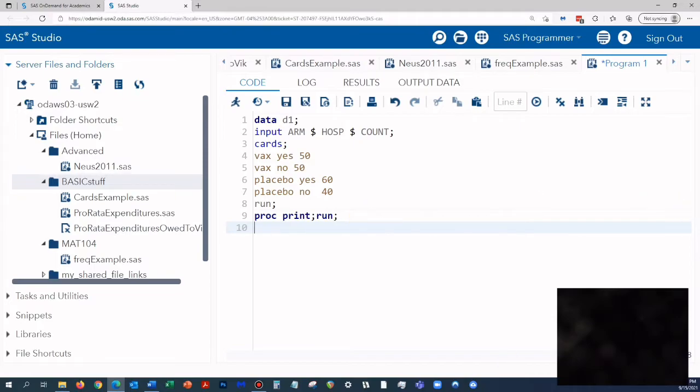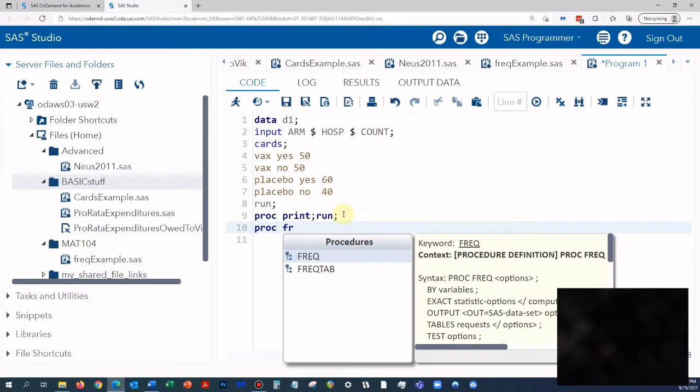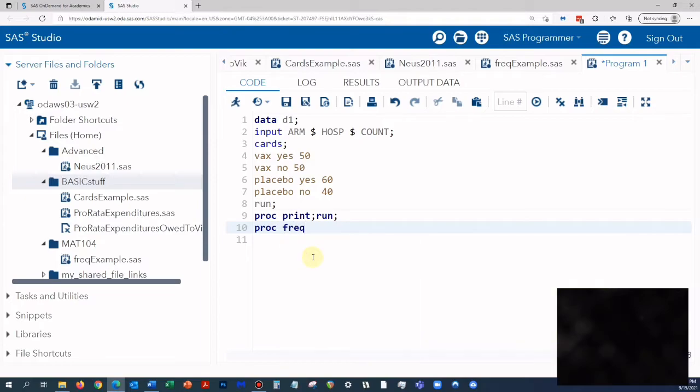So here's how we're going to do it. We're going to use a procedure called frequency. So it's proc and it's freq, FR. Now, do you notice how I didn't even have to type it? It gives me choices. I just double click. Is that cool or what?